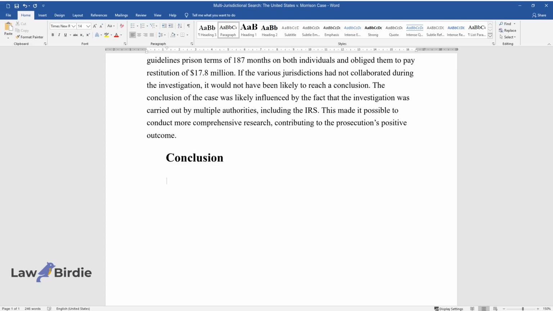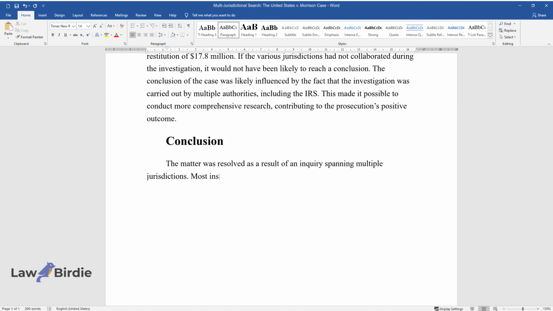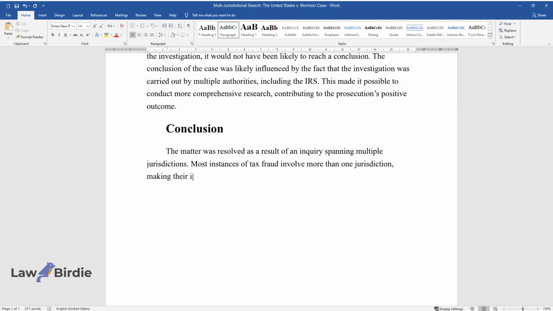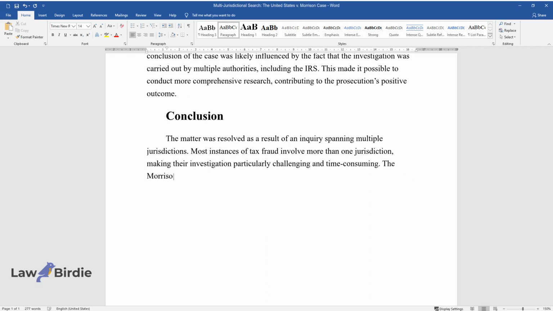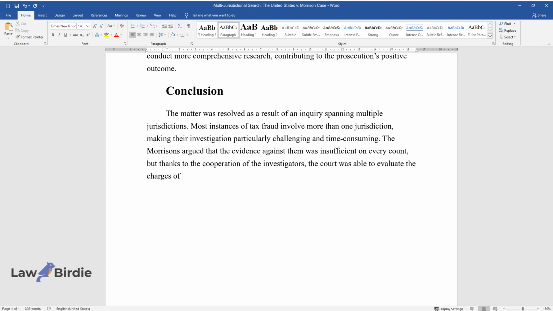Conclusion. The matter was resolved as a result of an inquiry spanning multiple jurisdictions. Most instances of tax fraud involve more than one jurisdiction, making their investigation particularly challenging and time-consuming. The Morrisons argued that the evidence against them was insufficient on every count, but thanks to the cooperation of the investigators, the court was able to evaluate the charges of conspiracy and wire fraud reasonably.